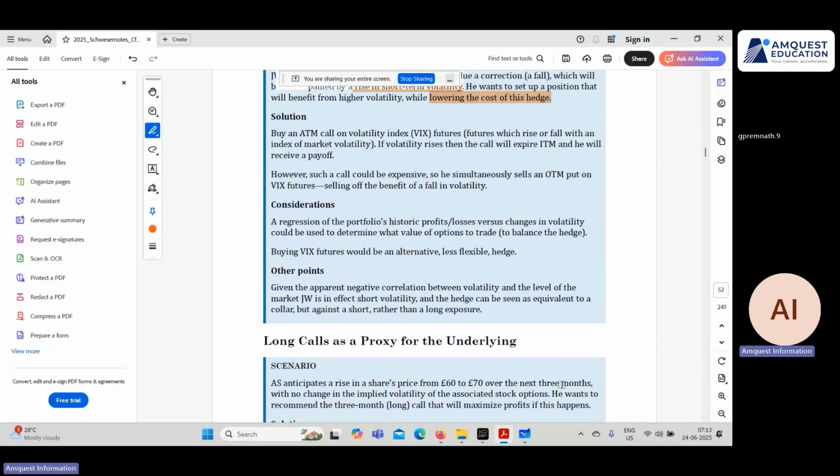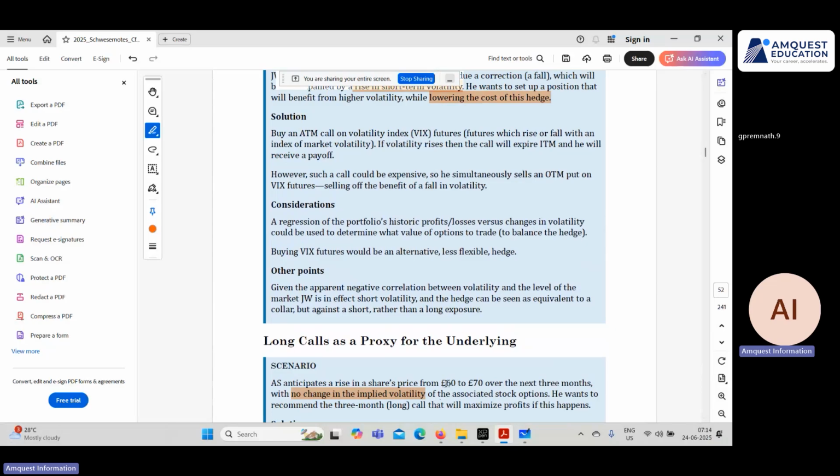Let's look at this one. AS anticipates a rise in share prices from 60 to 70 over the next 3 months, with no change in implied volatility of the associated stock options. He wants to recommend the 3-month long call that will maximize profits if this happens. When they say there's no change in implied volatility, it clearly means that it is a standard question, because in most of the options that we studied, we assume that the volatility is constant.